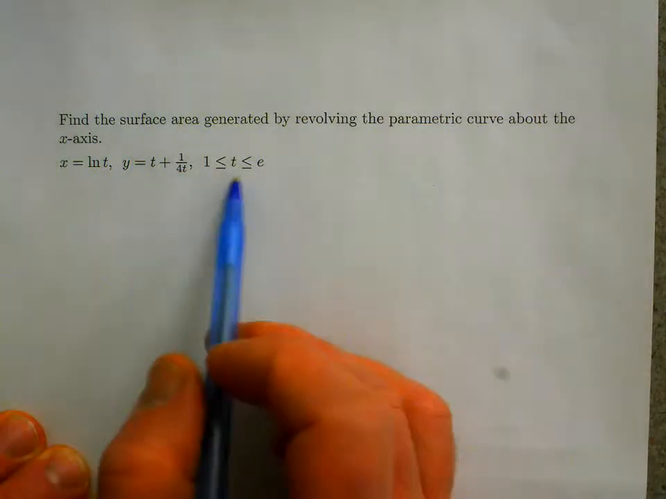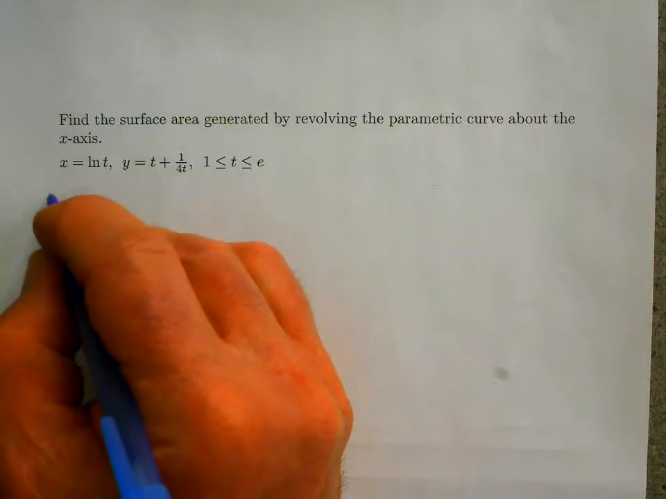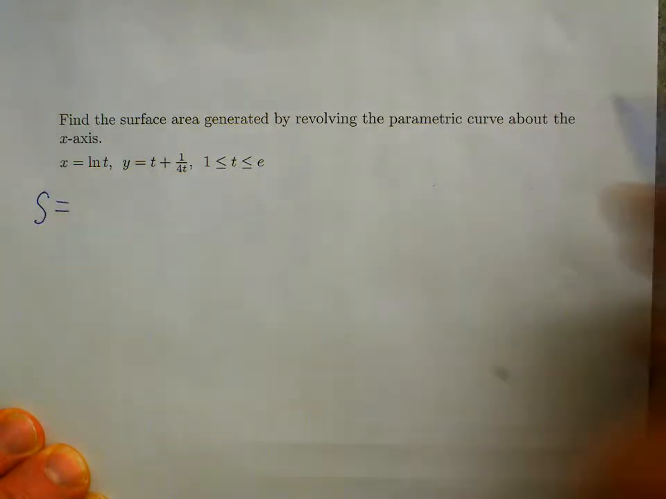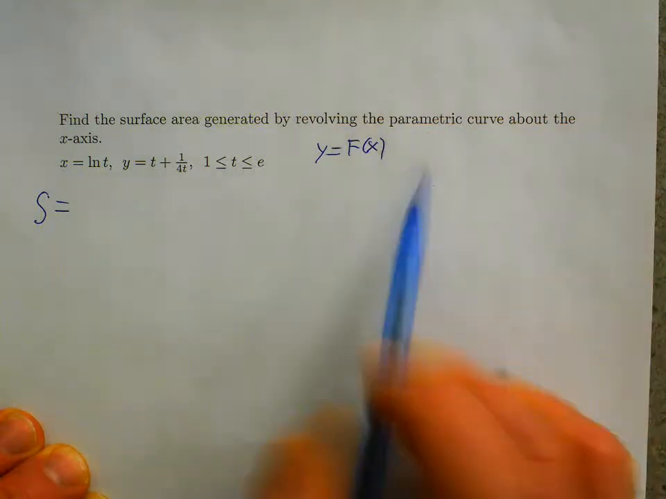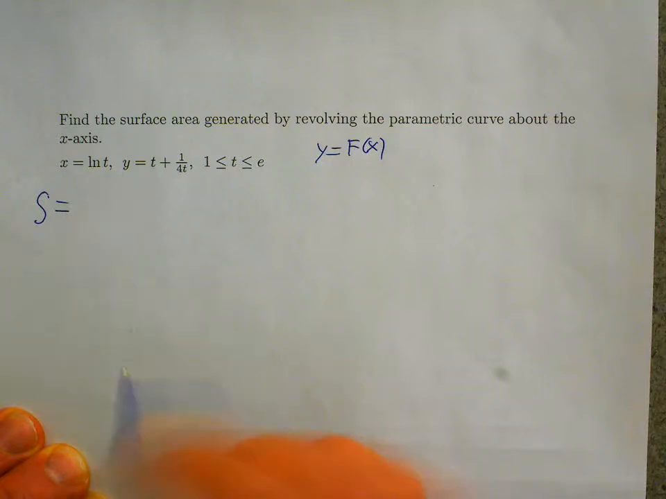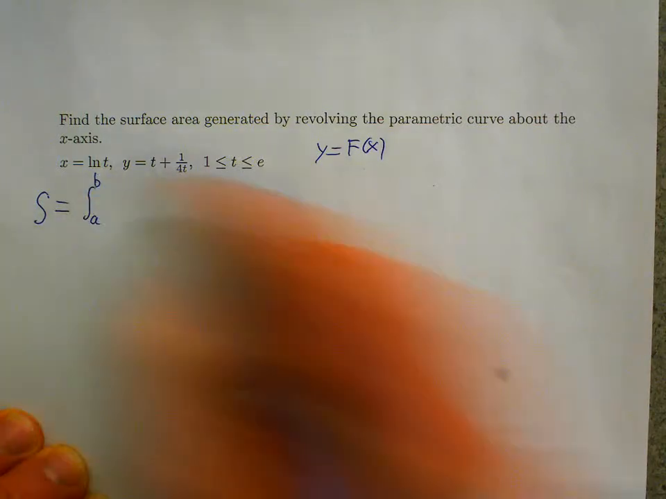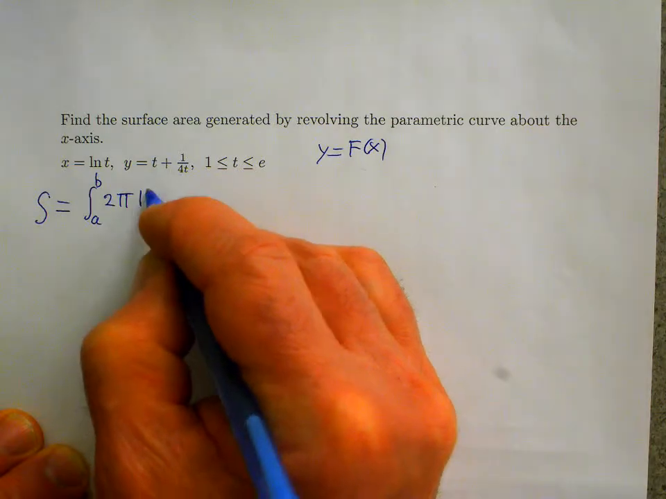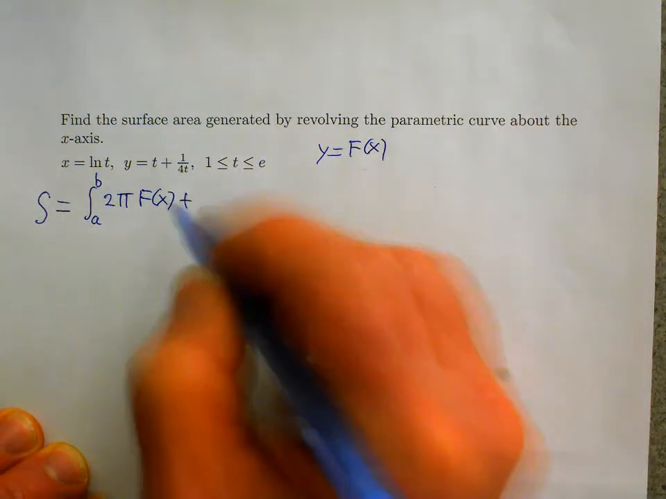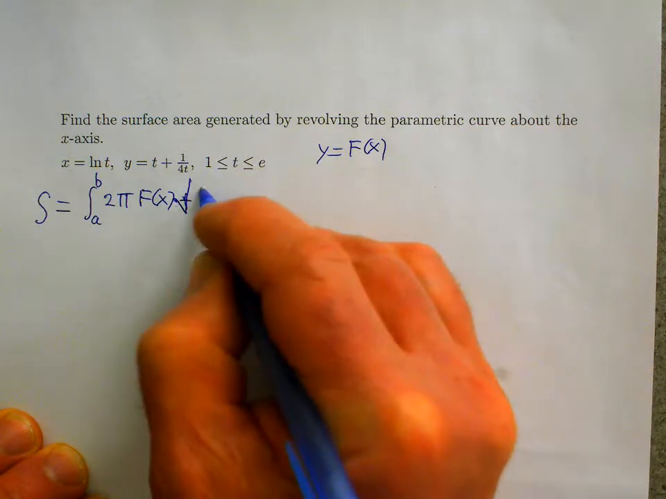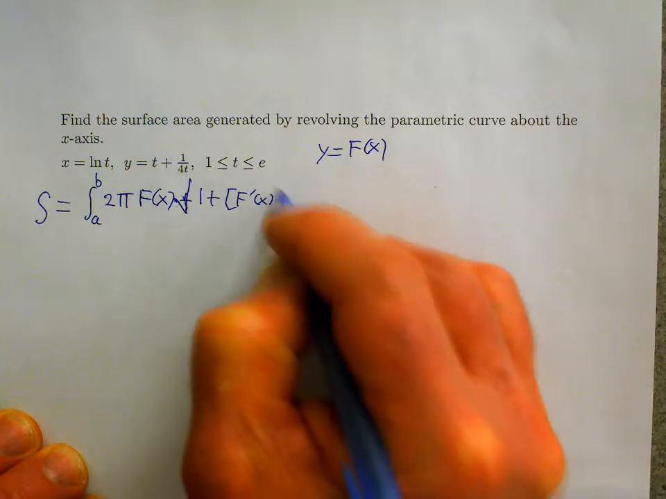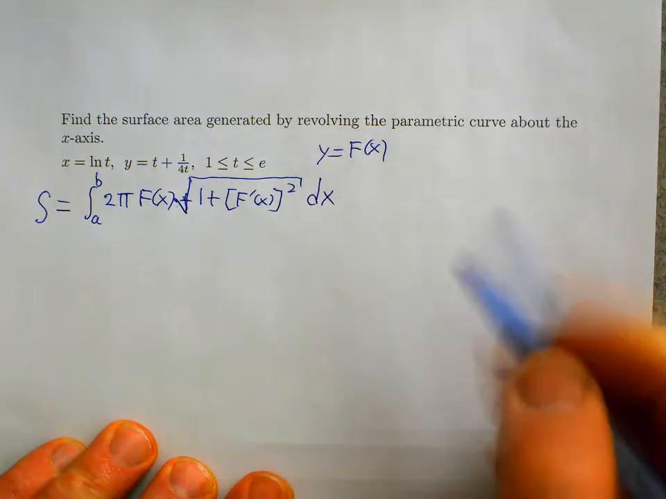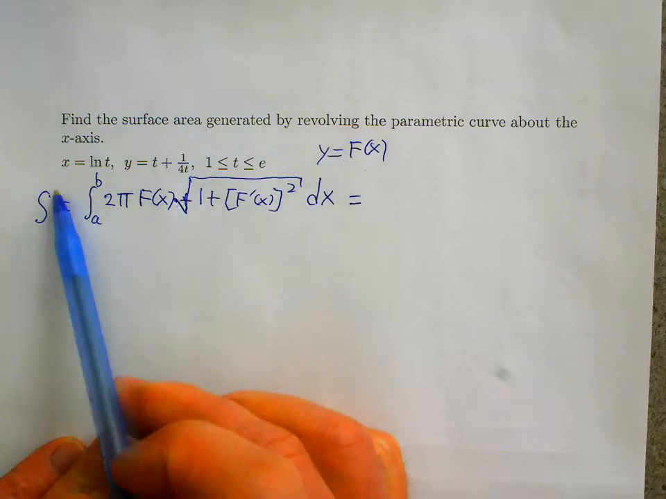So if that curve is also a function of x before it's parameterized, so suppose y equals capital F of x is the function for which this is the parameterization, then the surface area is the definite integral from a to b of 2 pi times capital F of x, not plus, but times the square root of 1 plus capital F prime of x squared dx.